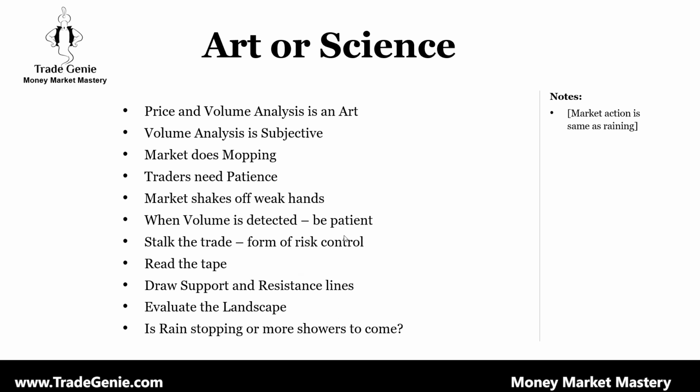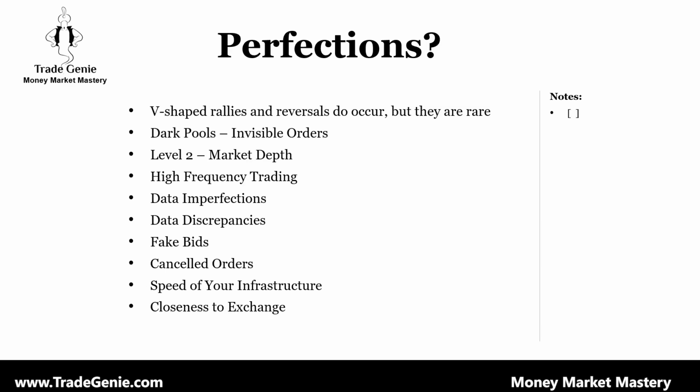So be systematic. Trade the stock, create a form of risk control, read the tape, read the price level, draw the support and resistance lines. Learn to draw support and resistance lines on an intraday chart. You can draw support and resistance on a daily chart, that's one time, but the actual support and resistance evaluation is at the intraday level. So evaluate the landscape and then ask yourself, have the buyers gone and the sellers are here, or have the sellers gone and the buyers are here?